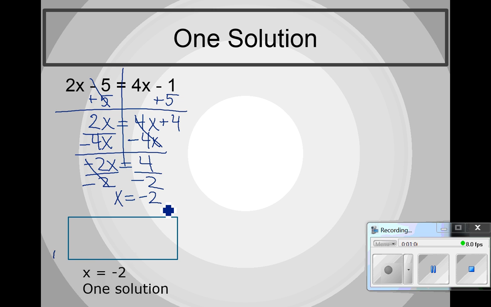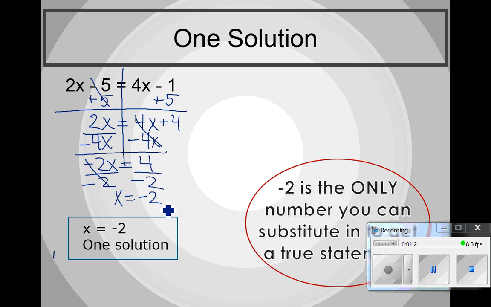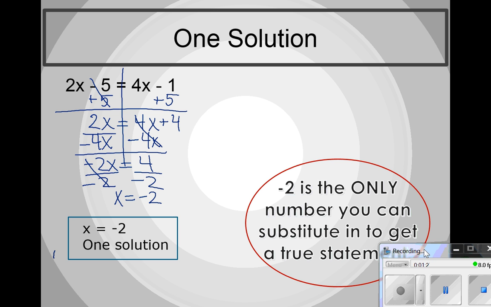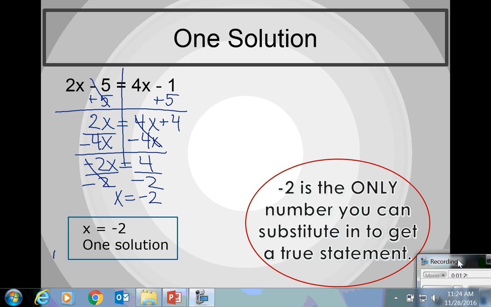So what we need to add to our paper is not only does x equal negative 2, but sometimes you might be asked how many solutions are there? And if that's the case, you would say that there is one solution. Also add that what that solution means is that negative 2 is the only number you can substitute in to get a true statement into this particular equation.